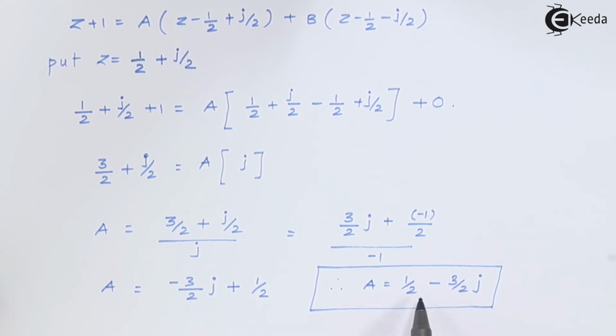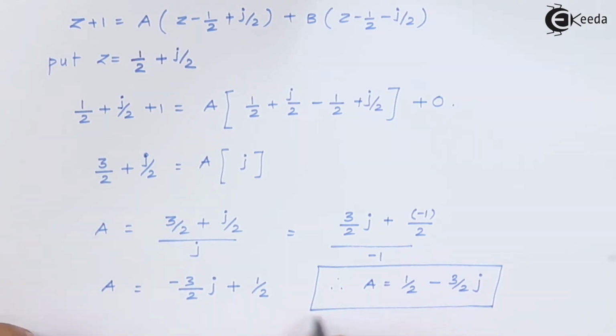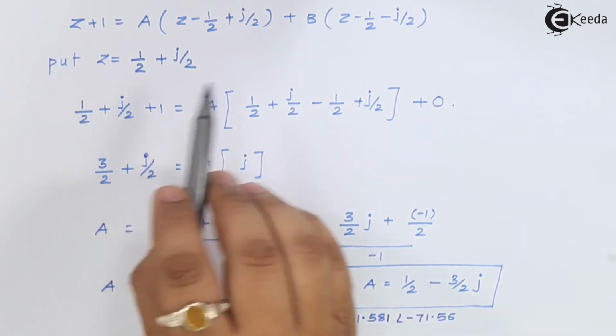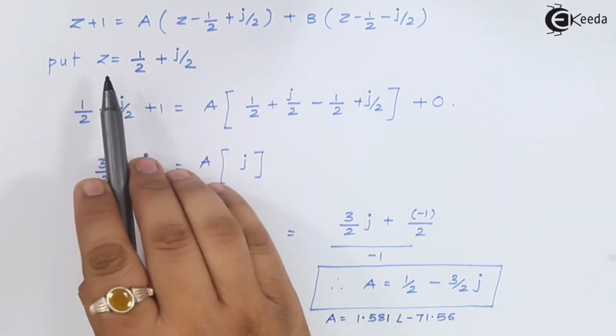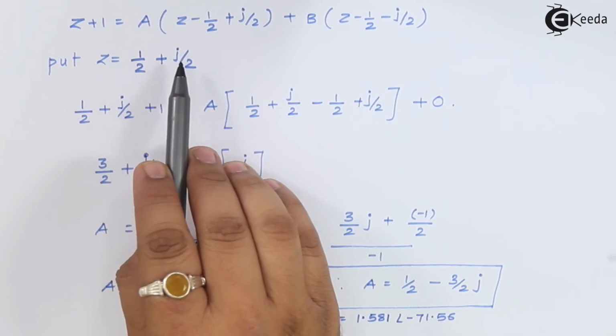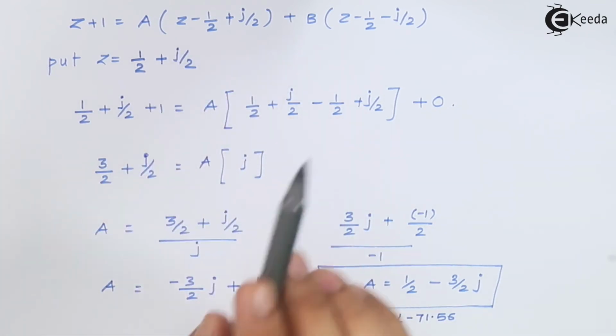Well, you can write this value, half minus 3 by 2 into j, in polar format. Then what will be the result? I'll show you. So, we can write this value in polar form like 1.581 at an angle minus 71.56. Now, similarly, we will solve the value for B, where we are going to substitute z equals the complex conjugate value so that you will get the answer of B.